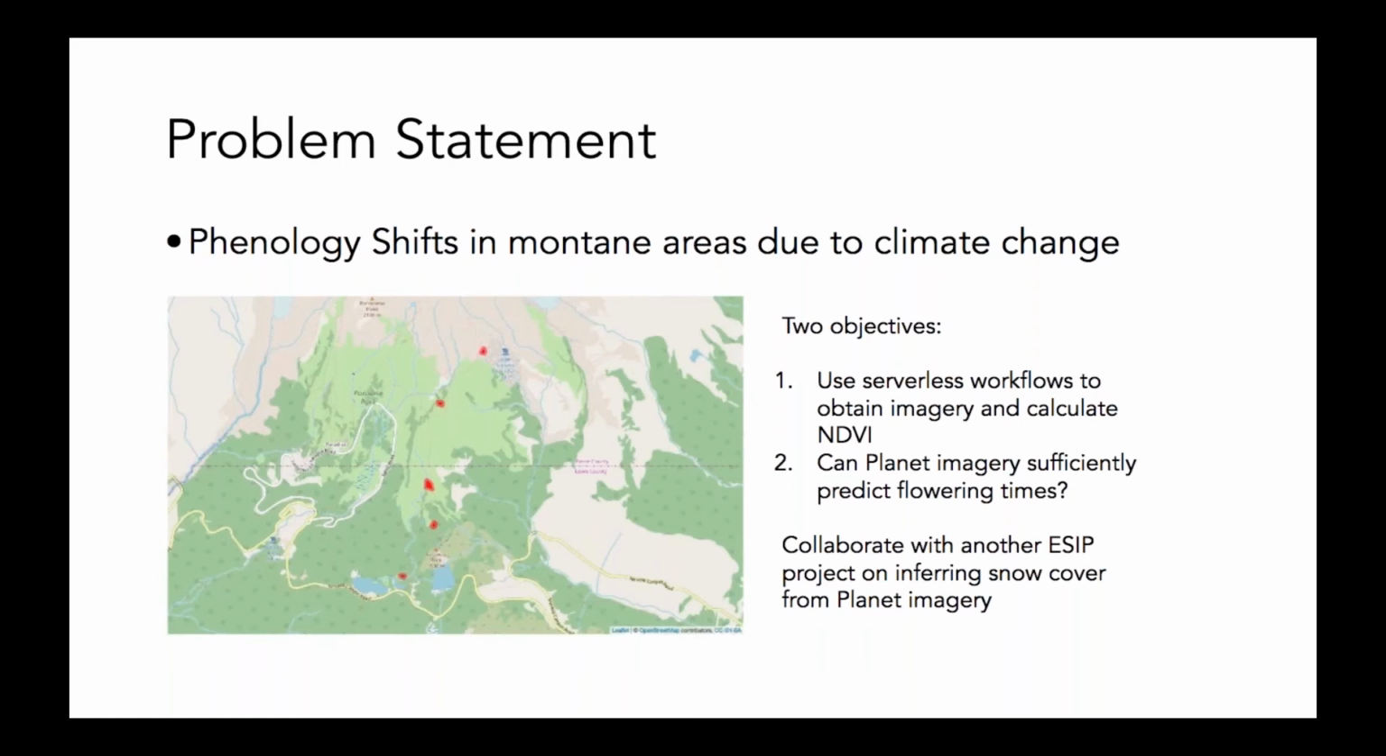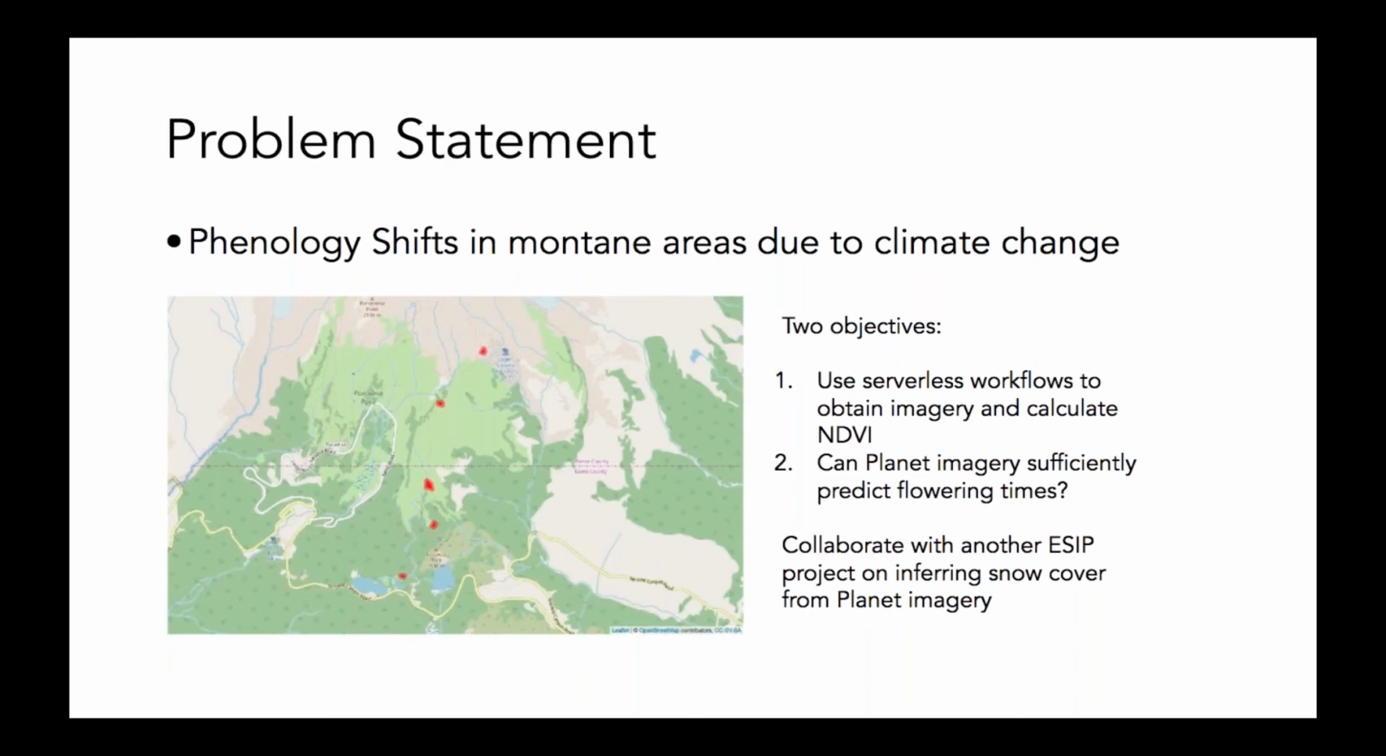The other thing is that with current satellite data sets, we have been unable to look at peak flowering times because you need very minute scale satellite imagery. We've been collaborating with another ESIP funded project, funded I think last year, on inferring snow cover from Planet imagery. So we're trying to mesh building these serverless workflows with both getting the snow cover data and also the NDVI. So what is an example of a serverless workflow?